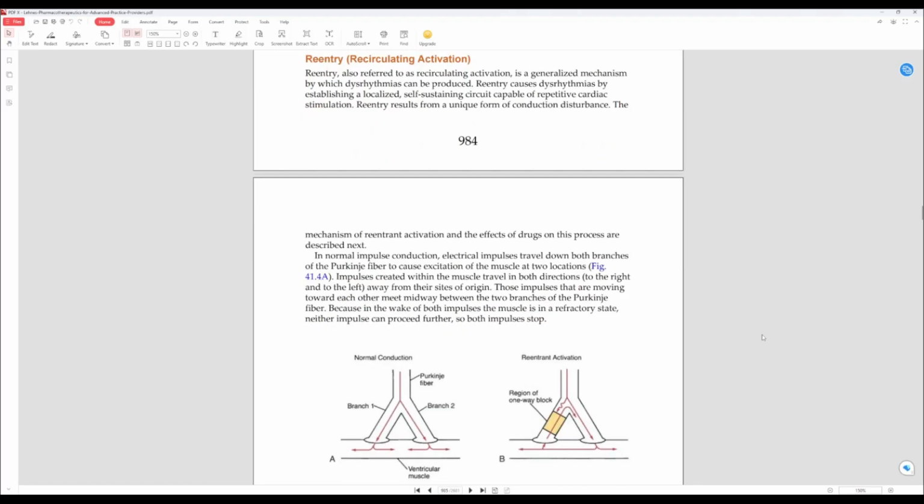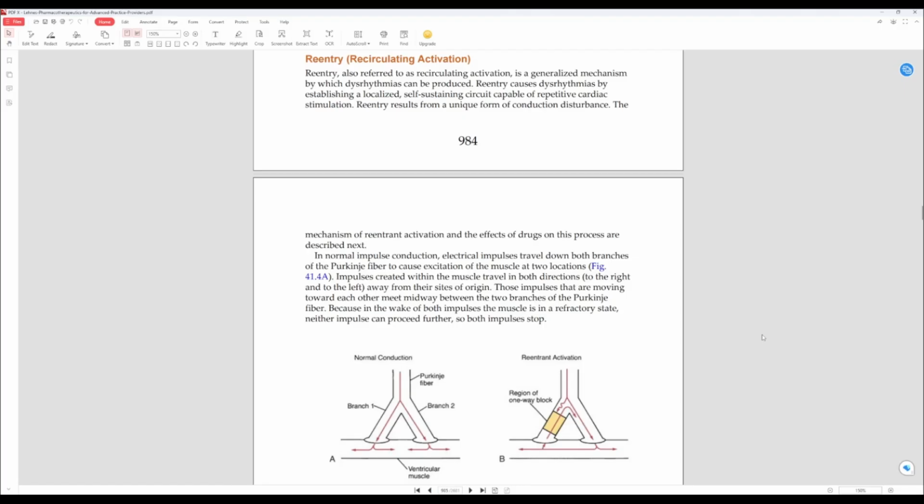Re-entry, also referred to as recirculating activation, is a generalized mechanism by which a dysrhythmia can be produced. Re-entry causes dysrhythmias by establishing a localized self-sustaining circuit capable of repetitive cardiac stimulation. Re-entry results from a unique form of a conduction disturbance. The mechanism of reentry activation and the effects of drugs on this process are described next.